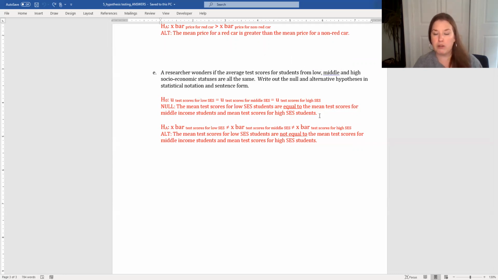If instead you wrote out the mean test scores for low SES, middle SES, and high SES are all equal, that's totally fine as well, just that all groups are equal. Then our alternative hypothesis is that these ones are not equal, that the mean test scores for each group are not equal. There's nothing in this research statement that says we think high or middle or low is going to be greater than or less than the other. The researcher is just wondering if they are all the same. So we know that this is does not equal.